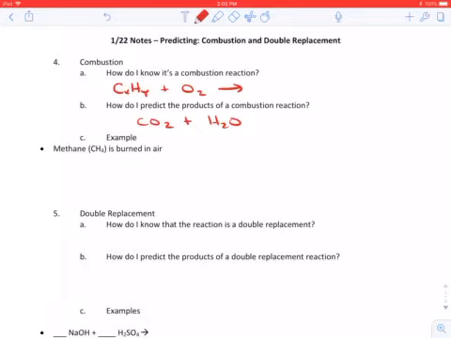So let's take a look at an example here. We have methane, which is CH4, is burned in air. When we have something burning in air, that always means we add O2 to it. So we see we have a hydrocarbon, and we also have plus oxygen, which tells us our products are going to be carbon dioxide and water. So very easy to predict the products here.